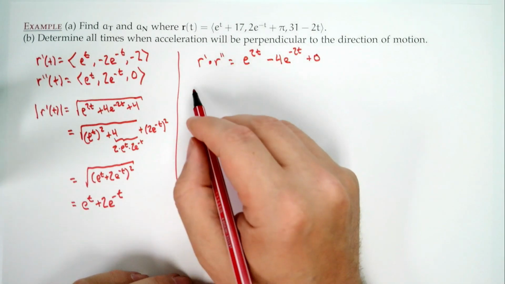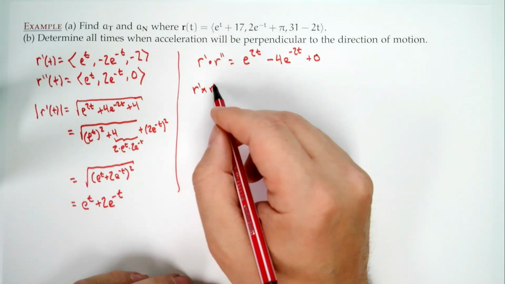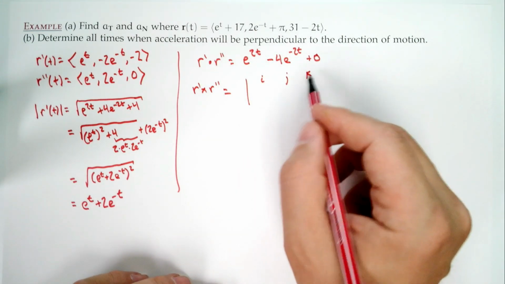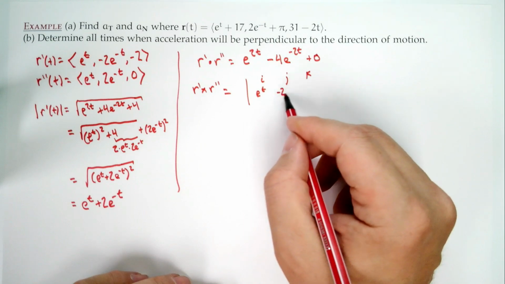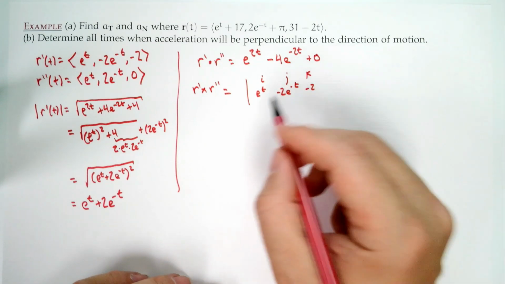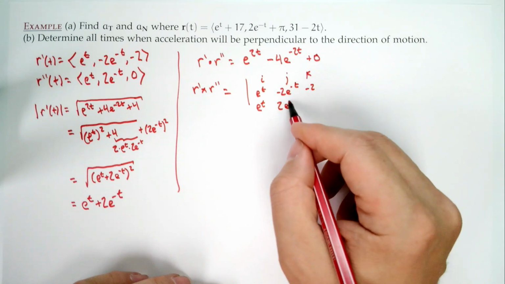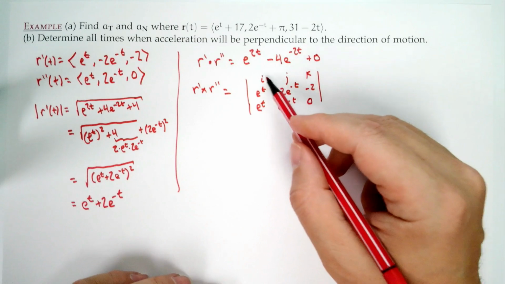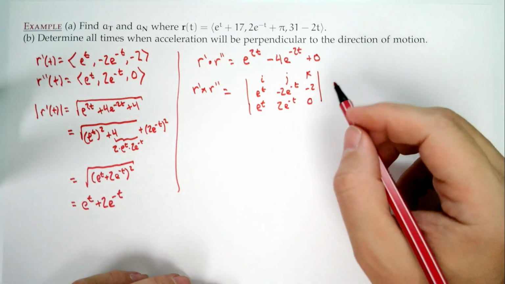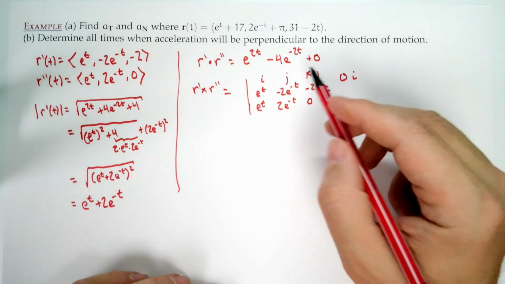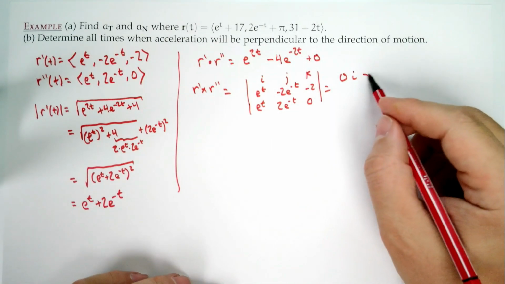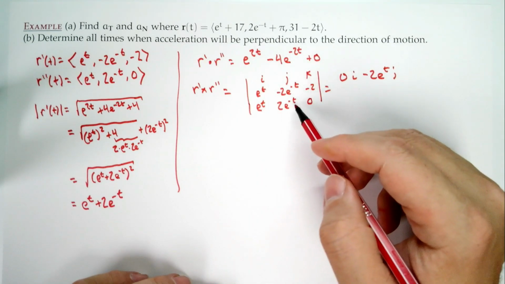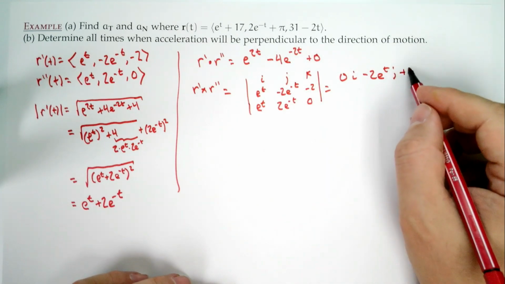Now, r prime cross r double prime. All right, i, j, k; e to the t, minus 2e to the minus t, minus 2; e to the t, 2e to the minus t, 0. And what do we get? i times minus 2 times 0, that's 0. j times minus 2 times e to the t, minus 2 e to the t j. k times e to the t times 2e to the minus t, so that becomes plus 2 times k.